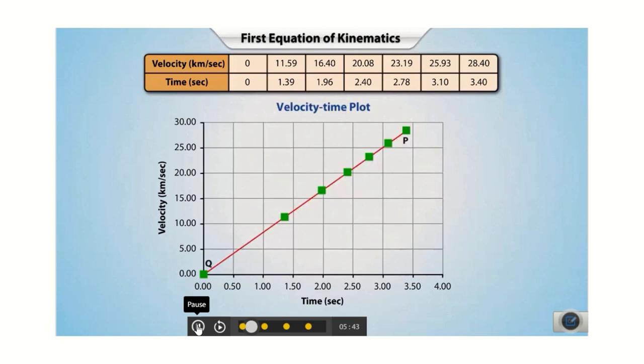Let's derive the first equation of motion. To do this, we need to first select 2 points on the graph, A and B.